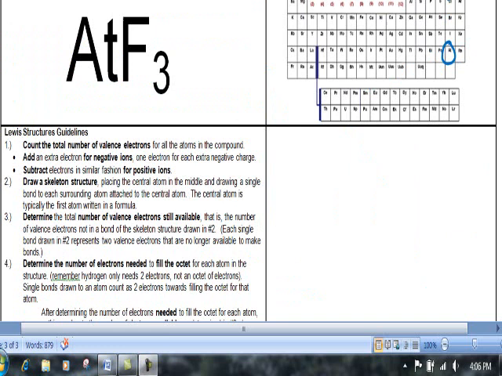We have astatine trifluoride. Step 1, determine number of valence electrons. Both astatine and fluorine are in the halogen column on the periodic table. All halogens have 1, 2, 3, 4, 5, 6, and a seventh column. They all have 7 valence electrons. If we combine these together, astatine has 7 valence electrons. Each fluorine has 7, and there's 3 of them. That gives us a total of 28 valence electrons in this compound.